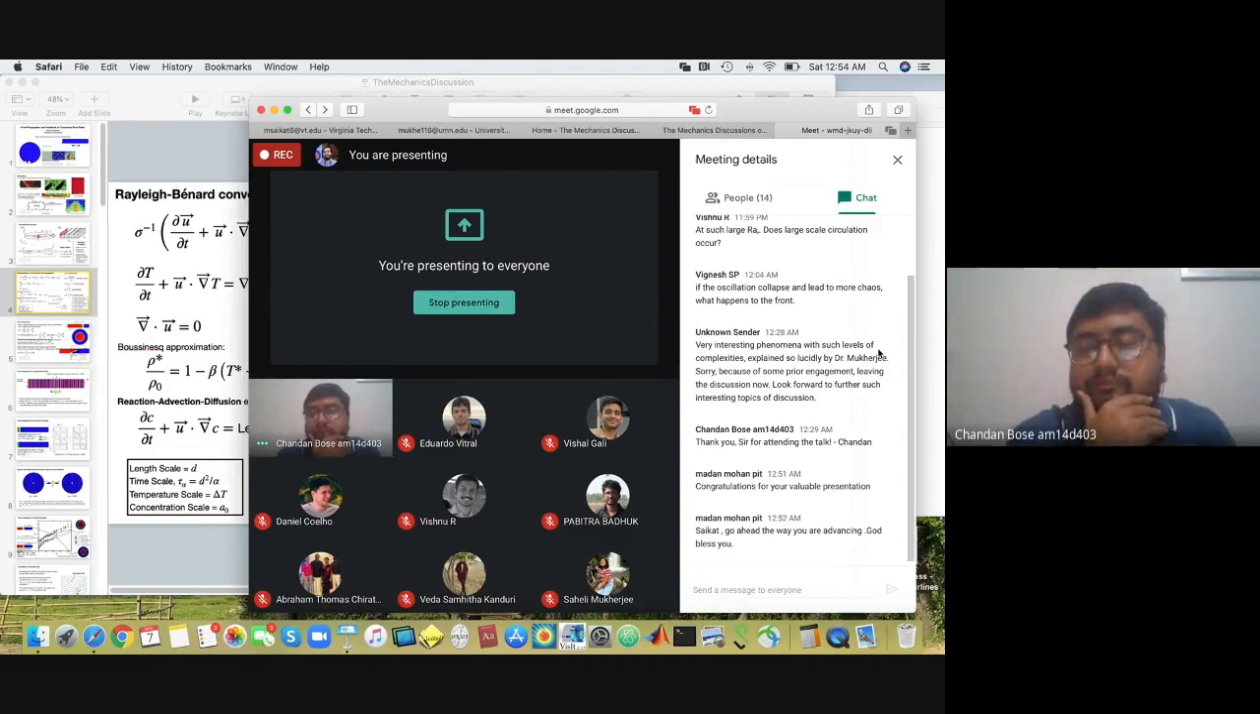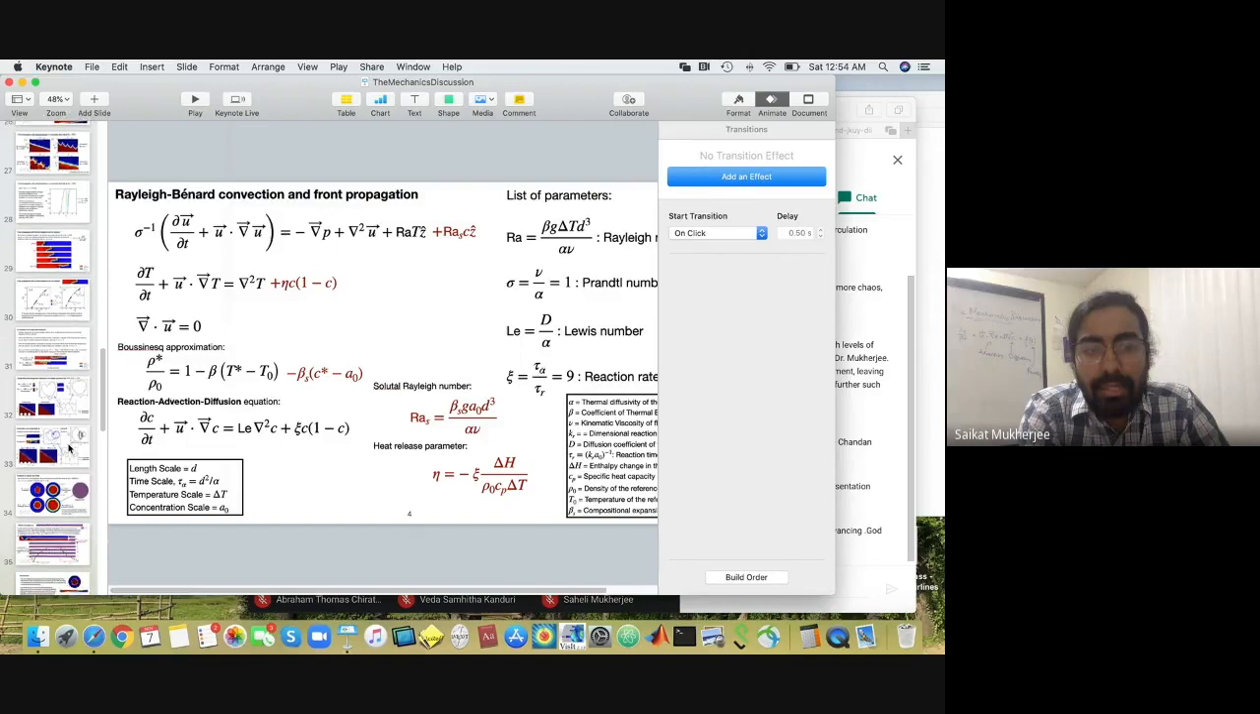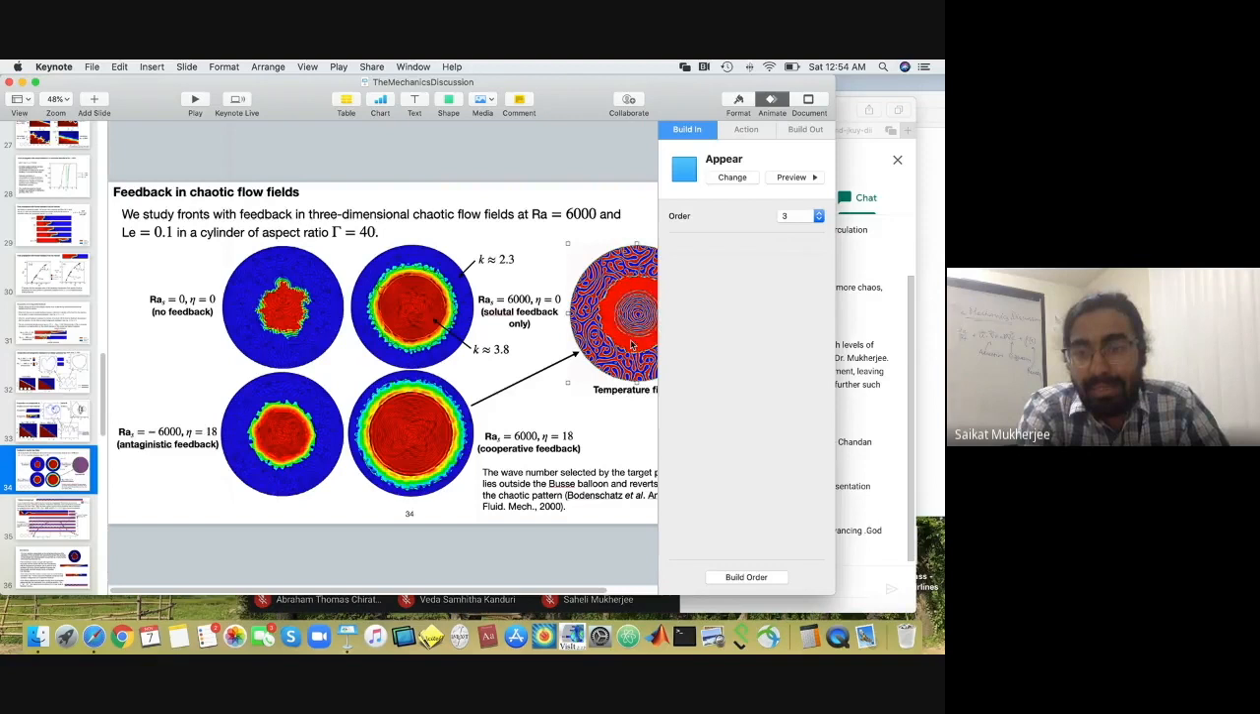But increasing the eta, from my intuition, what I can tell you is that it will release a lot of heat, right? And will basically increase the speed of the front, as well as disintegrate the background chaos, basically.